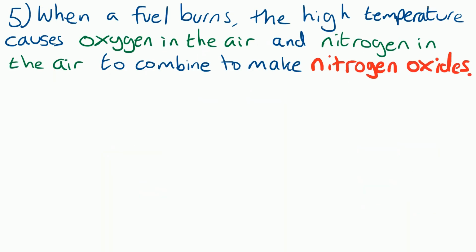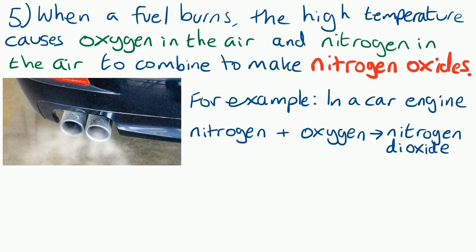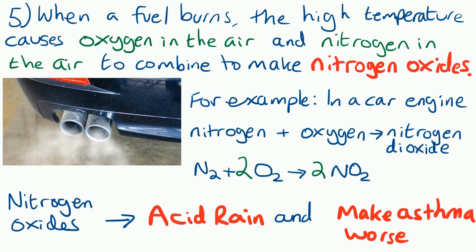When the fuel burns, the high temperature also causes oxygen that's already in the air and nitrogen that's already in the air to combine to make nitrogen oxides. For example, in a car engine, nitrogen and oxygen would combine to make nitrogen dioxide. So here's the symbol equation. It needs a little bit of balancing. So we've got 2 ends on the left, so we need 2 ends on the right. So we multiply that by 2. That now gives us 4 oxygens on the right, so we're going to need 4 oxygens on the left, so we need to multiply the O2 by 2 to give us 4 oxygens. And those nitrogen oxides also cause acid rain and make asthma worse, just like sulfur dioxide.